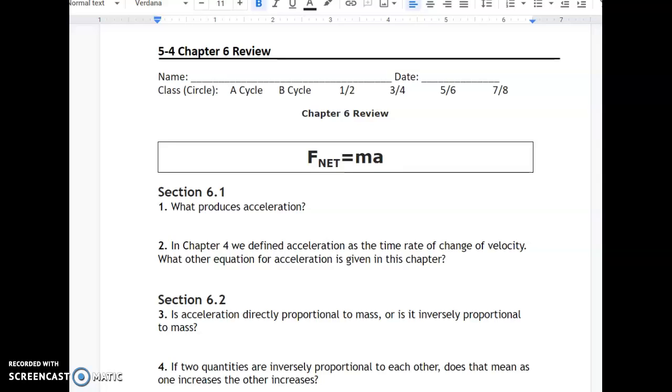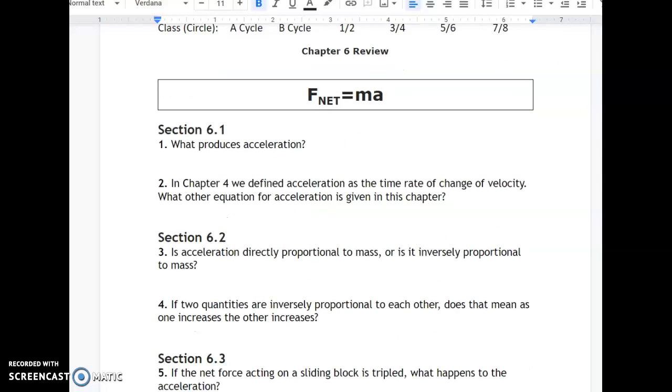Hey everyone, so this is going to be a Chapter 6 review of the Chapter 6 review worksheet. Okay, so make sure you've taken out this worksheet if you want to review this. So F net equals ma, Newton's second law equation there. So this is out of section 6.1.